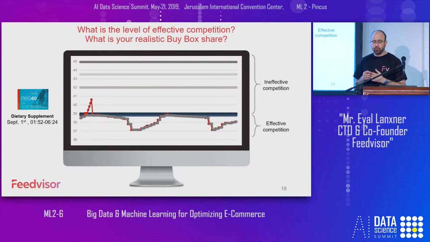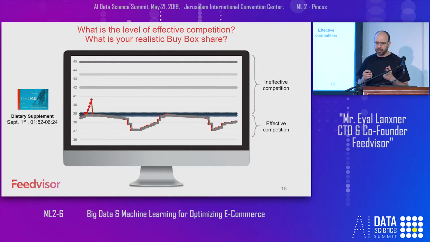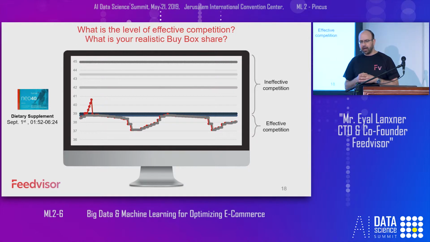So when you come to an arena, you need to ask yourself, what is the effective competition level, and derive from that what is your realistic buy box share. You definitely usually can't hope for 100% buy box share, because in that case you'll lose all your margin, but you need to know what is the realistic buy box share you can target.